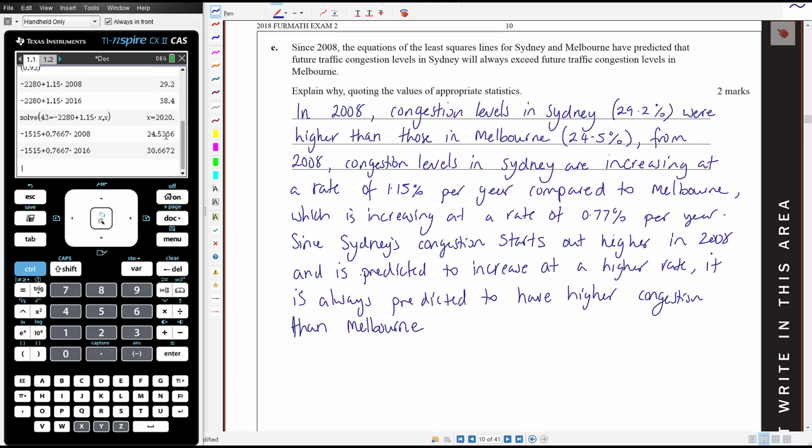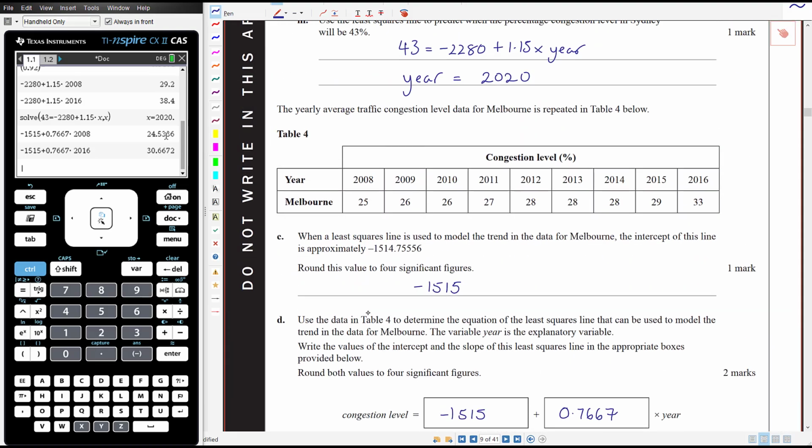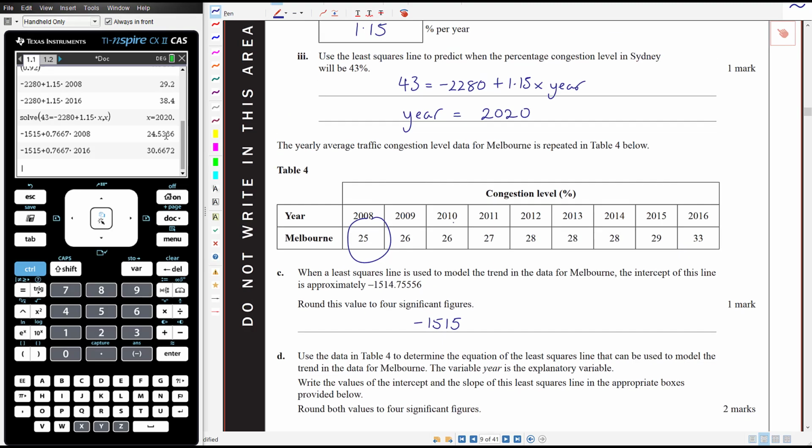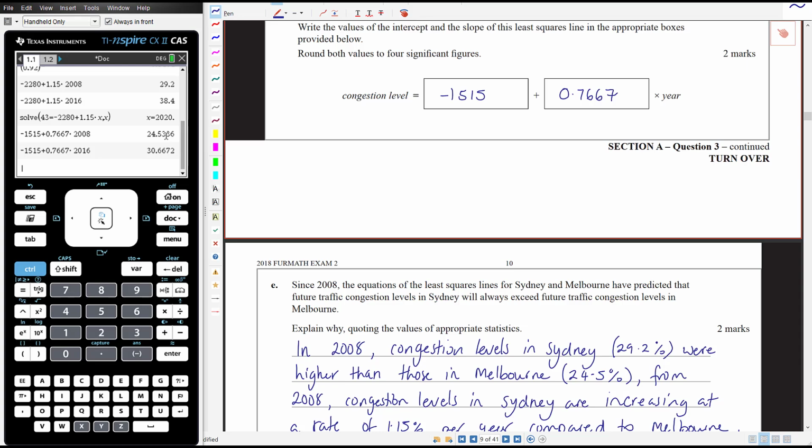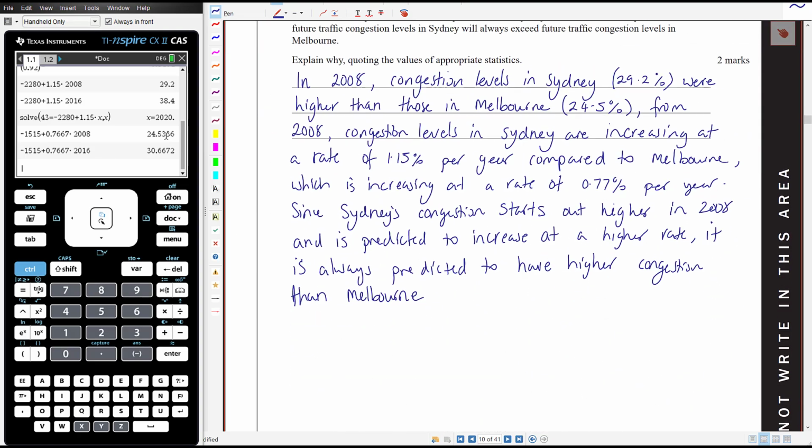One of the other comments in the examiner's report is that some students used the starting values from the actual data values, whereas the question asks about since 2008, the equations of the least squares lines have predicted that. So you're comparing the values from the least squares regression lines. You're comparing what the predictions are based on those equations.